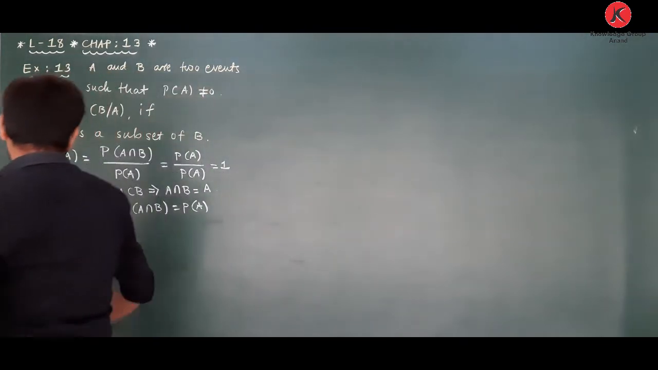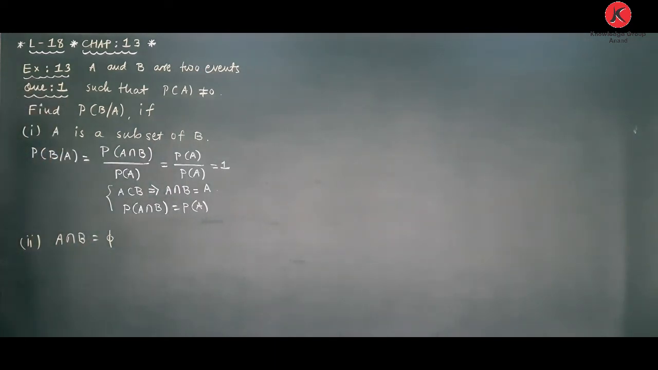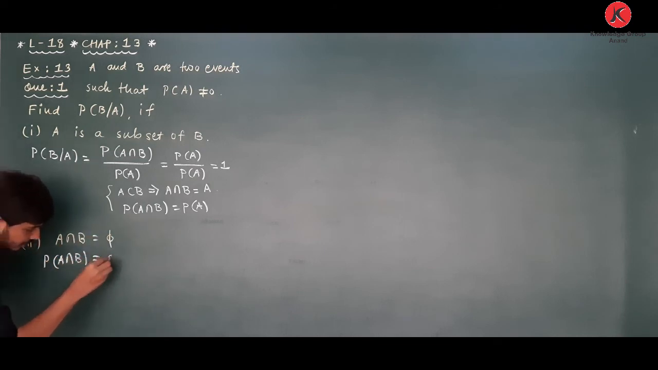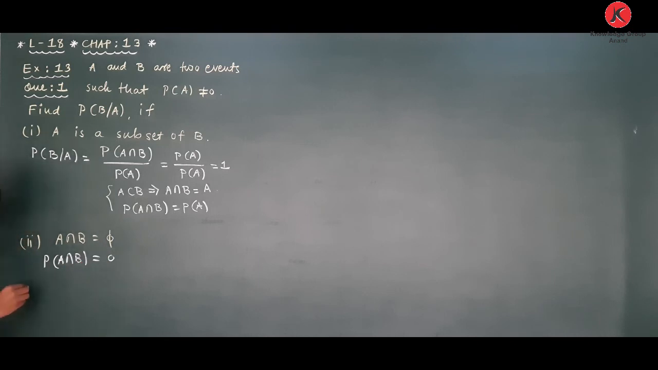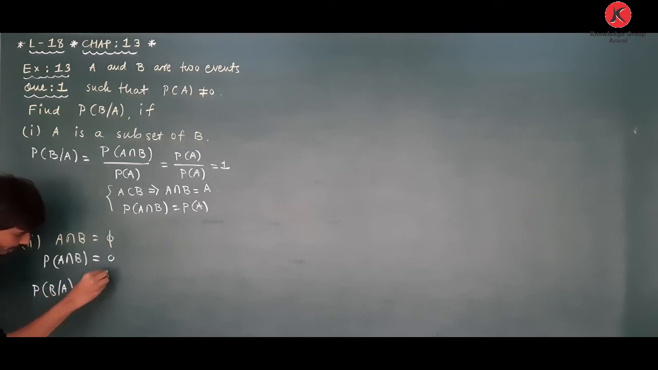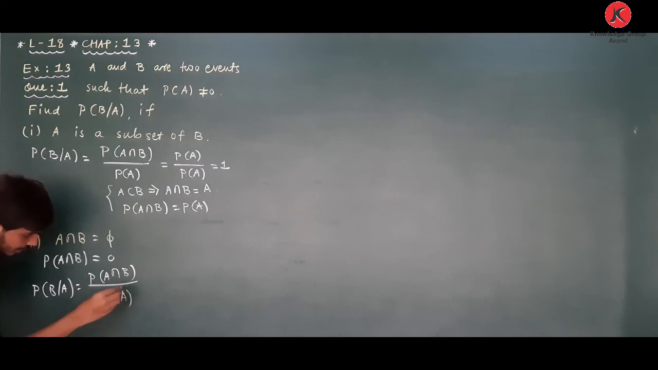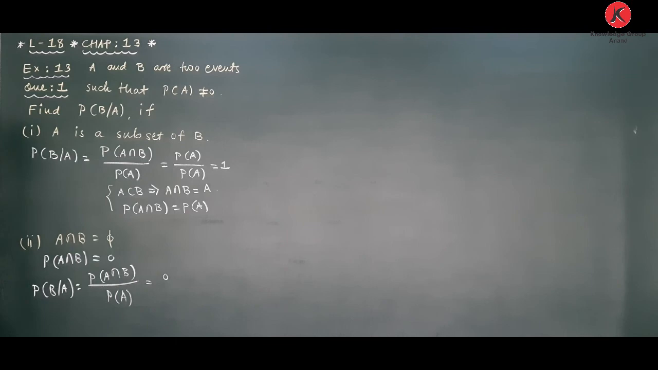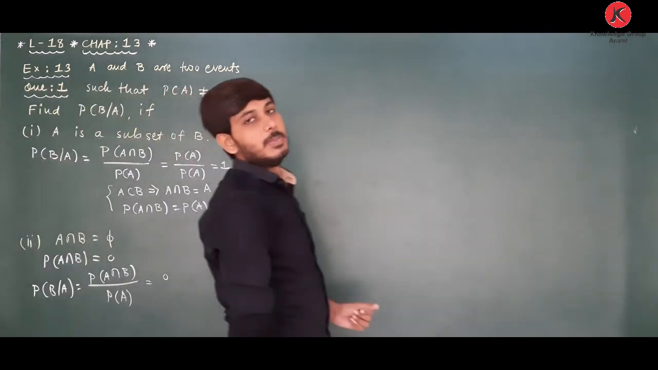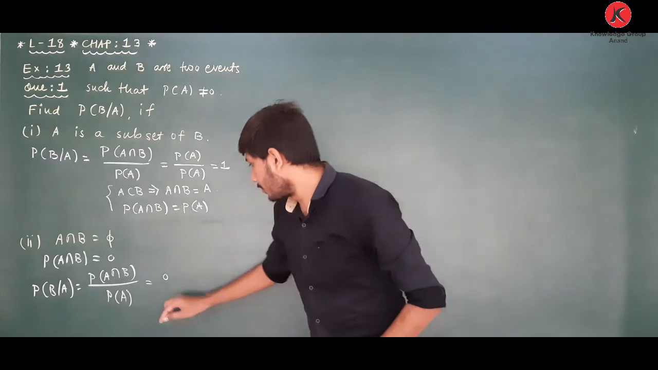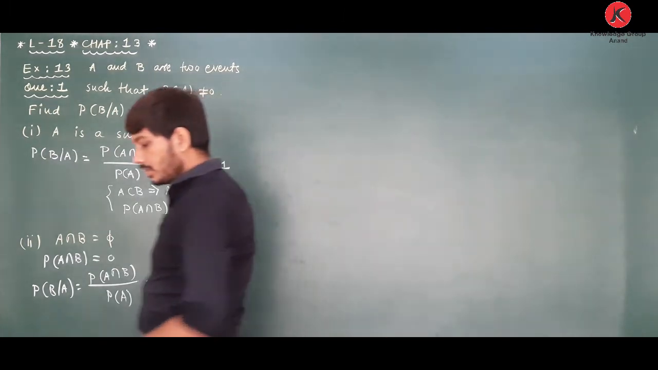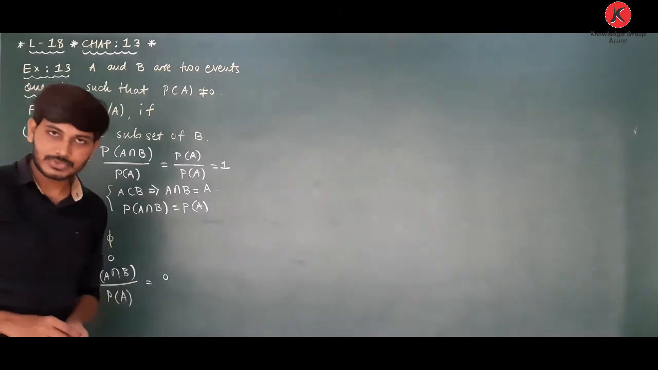Now, the second case is A intersection B equals the null set. What do you mean by this? A intersection B is the null set, therefore the probability of A intersection B equals 0. We want the probability of B given A, and the formula is probability of A intersection B divided by probability of A. That is 0 divided by probability of A, so the answer will be 0. You don't need to mention anything more, the answer 0 is clear.